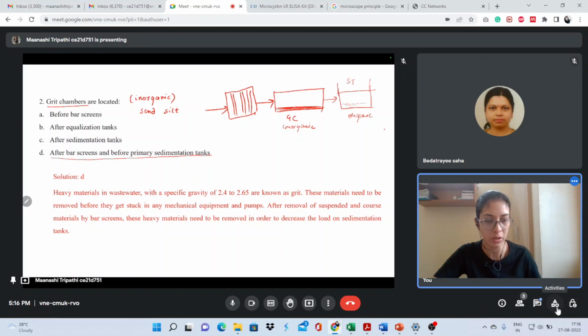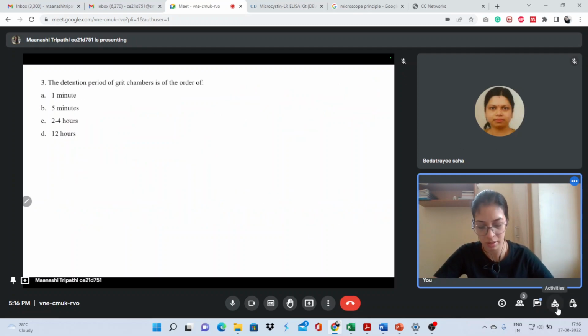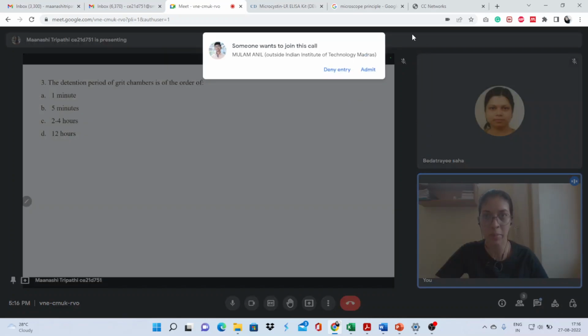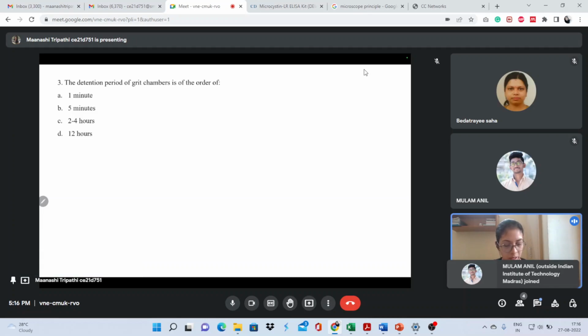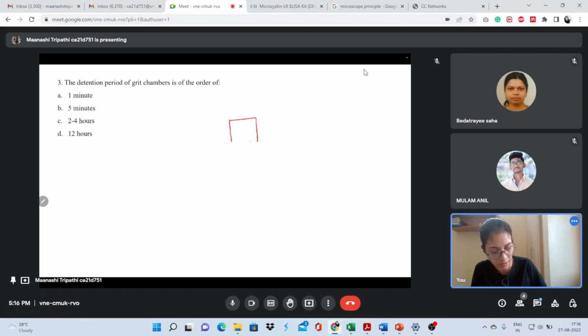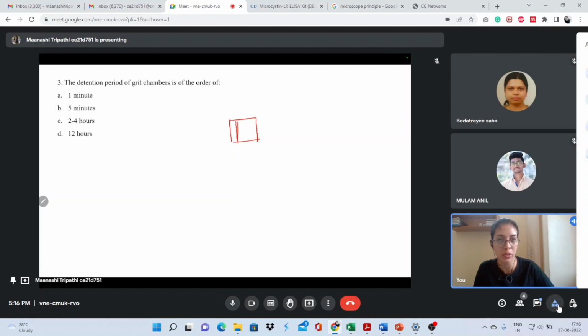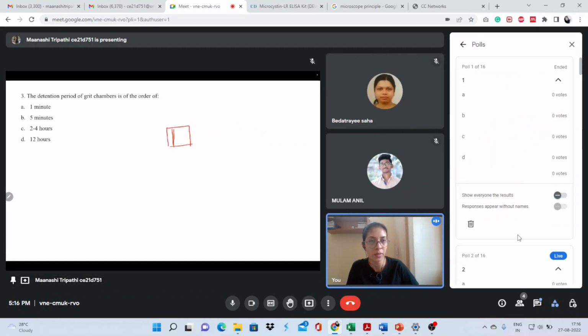Moving towards next question. This is question number 3 related to the same. The detention period of grit chambers is of the order of, as I have explained in the previous question, that first of all we put bar screens. I'll first launch the poll for this question so that you can answer in between.